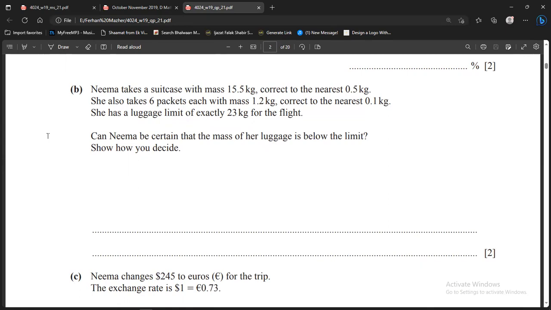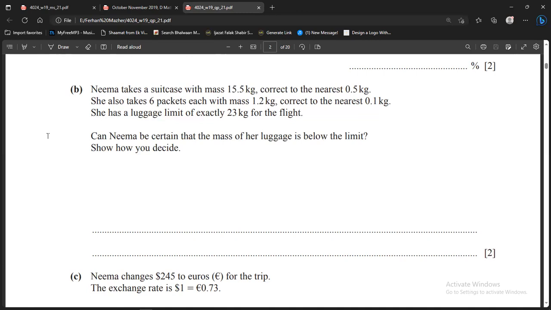She also takes 6 packets, each with a mass of 1.2 kg, correct to the nearest 0.1 kg. So she has 6 packets, and each packet is of 1.2 kg, which is correct to the nearest 0.1 kg. So divide 0.1 kg by 2, you will get 0.05 kg. Add 0.05 kg to 1.2 kg, you will get the upper bound. If you subtract 0.05 kg from the 1.2 kg, you will get the lower bound.